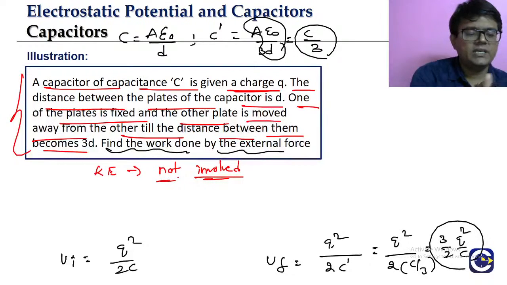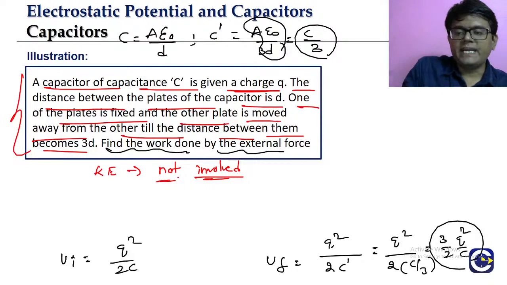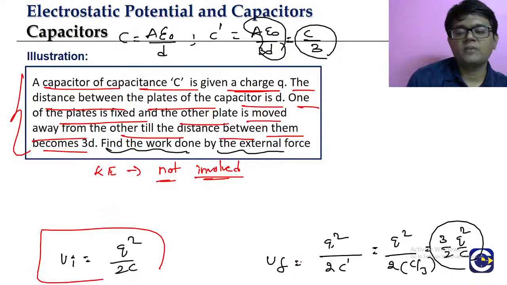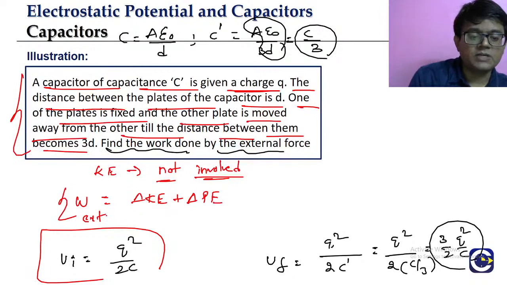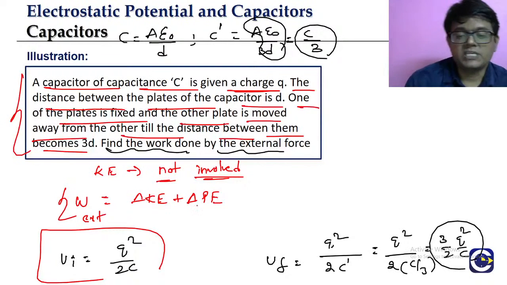Why? Because initially the plates are at a fixed separation, meaning they are not moving. Once we move it, we are again making the plates static, so the concept of kinetic energy does not get involved. Initially potential energy is there, final potential energy is there. Remember the work energy theorem that we studied in +1 mechanics? Work done by the forces will be equal to what? Change in kinetic energy plus change in potential energy. Work done by the external forces is equal to change in kinetic energy plus change in potential energy.